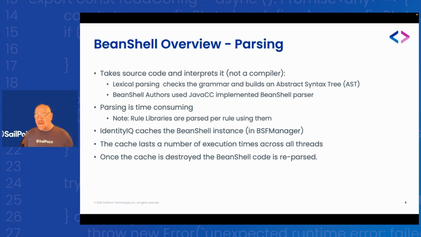So if your rule is quite small, but uses large rule libraries, in theory, it will still take a long time to parse. But to mitigate that, IdentityIQ does cache the BeanShell instance. It does it for a period of time. That means that it will reuse the AST as much as it can, and then eventually it will discard the cache and then reparse it. So the key to the performance of BeanShell is keeping that abstract syntax tree available to be reused.